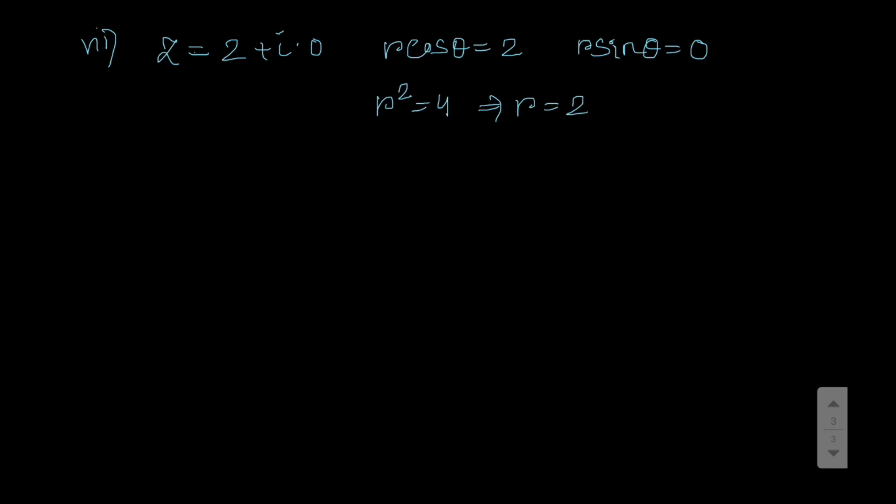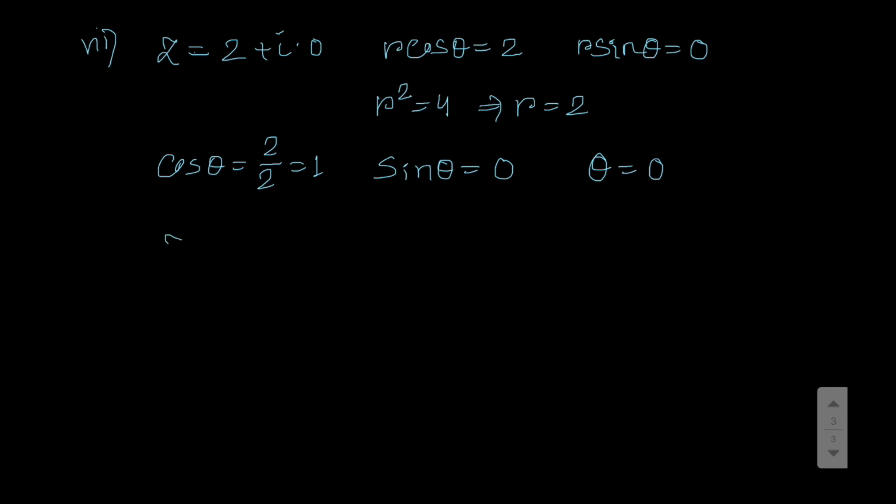r equal to 2. So if r equal to 2, then cos theta equal to 2 by 2, that means 1, and sin theta equal to 0 by 2, that means 0. So cos theta equal to 1, and you know that for cos 0 the value is also 1, and sin 0 is also 0. So from that you can find theta equal to 0.